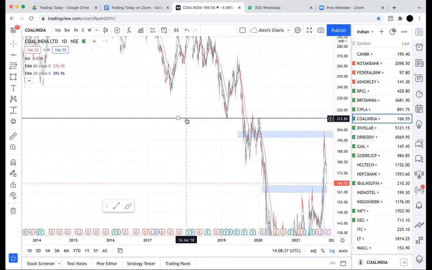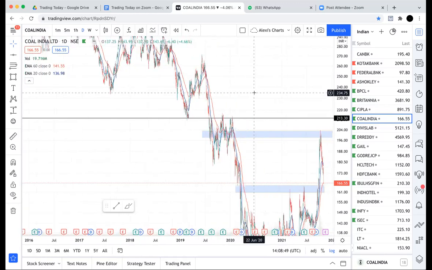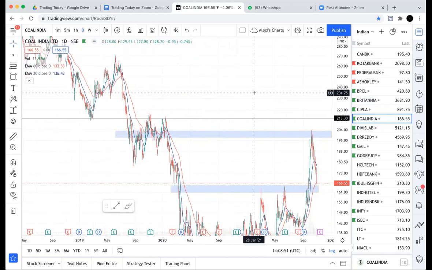Are there any further back in the history? Let me find out. No, I think that's it, unless my internet is just slowing down. I'm not sure. All right, so that's no problem right there. So that's one level that I would draw.